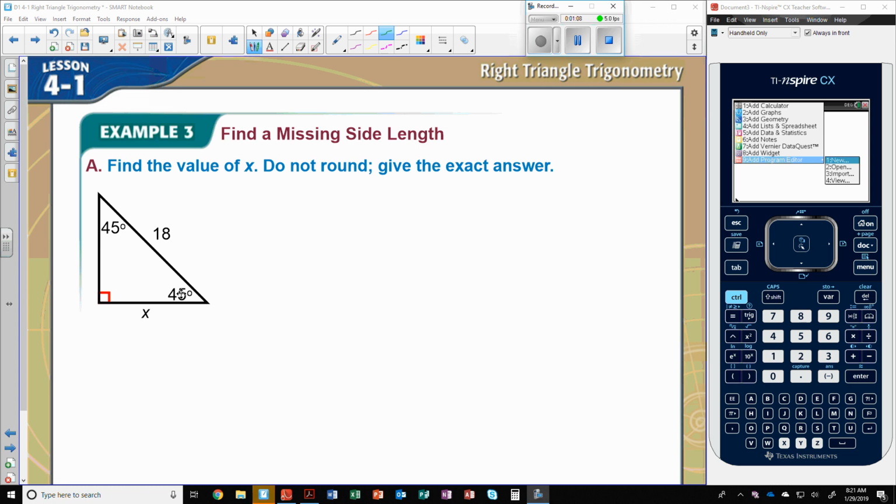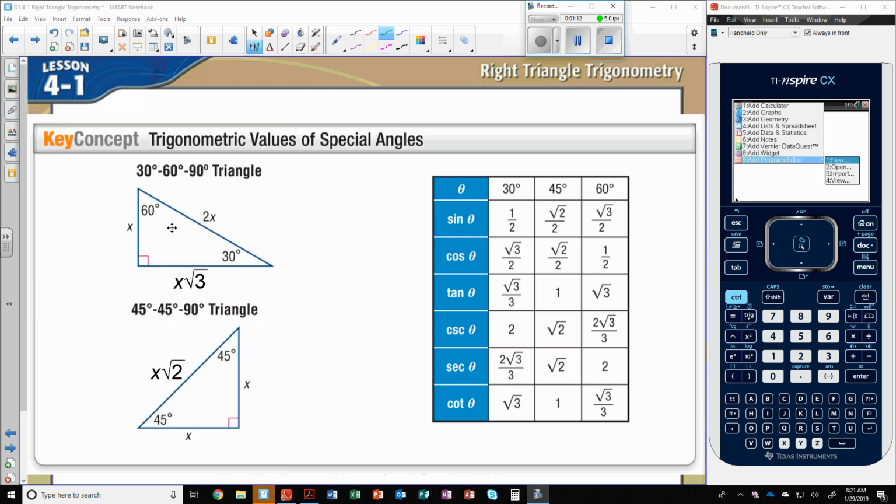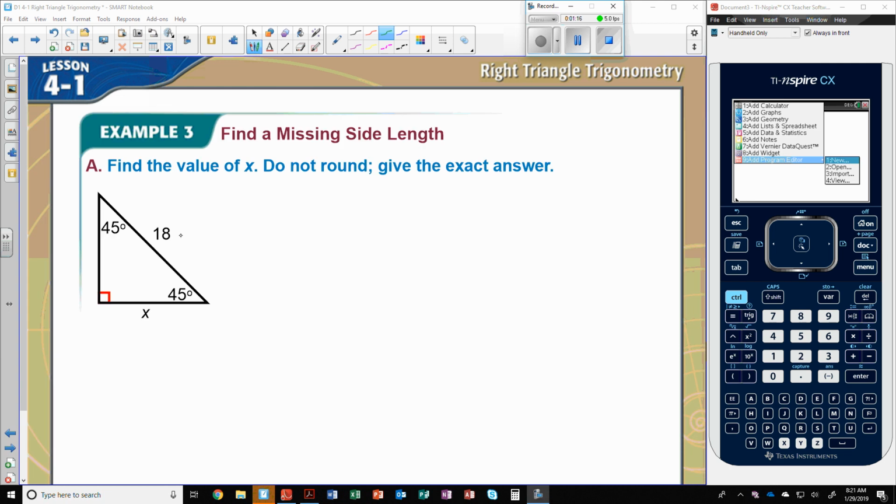So let's try this out using these examples. The first one's a 45-45-90, and we have 18 here. Now if I go over to this reference, the hypotenuse is x square root of 2. So I'm going to say this 18 equals x square root of 2. That's why I'm going to set them equal to one another. Now I'm supposed to determine this length, this x. So to solve this, I need to get x by itself.